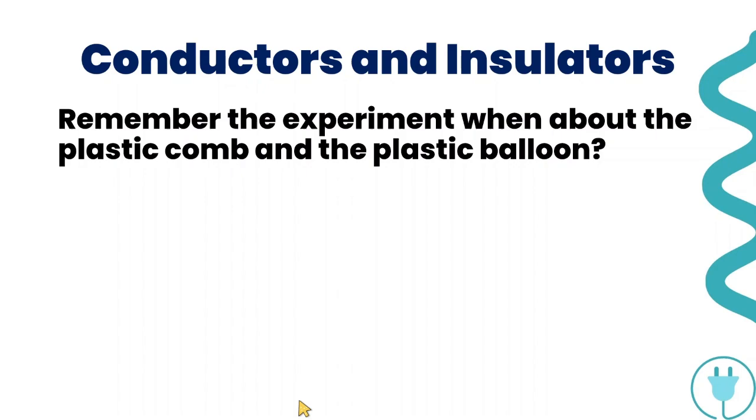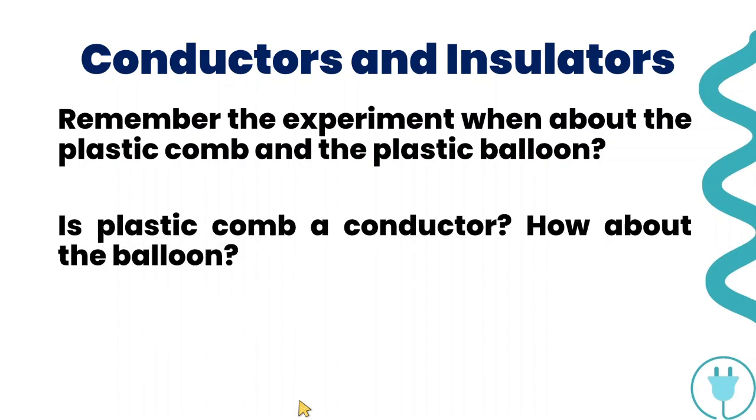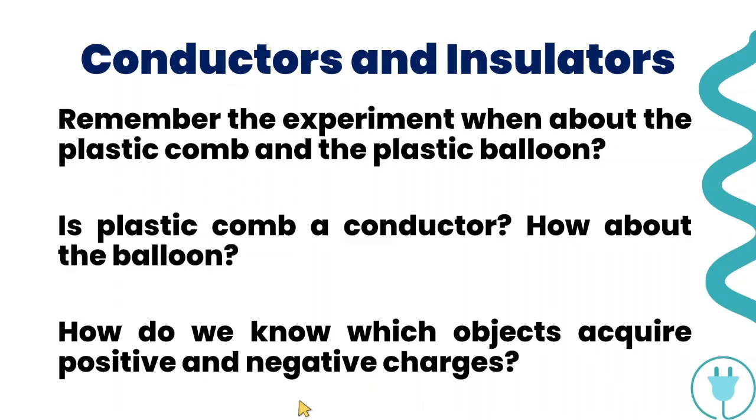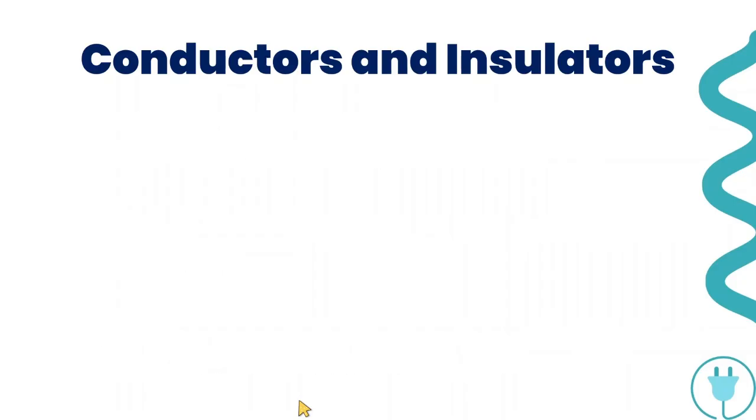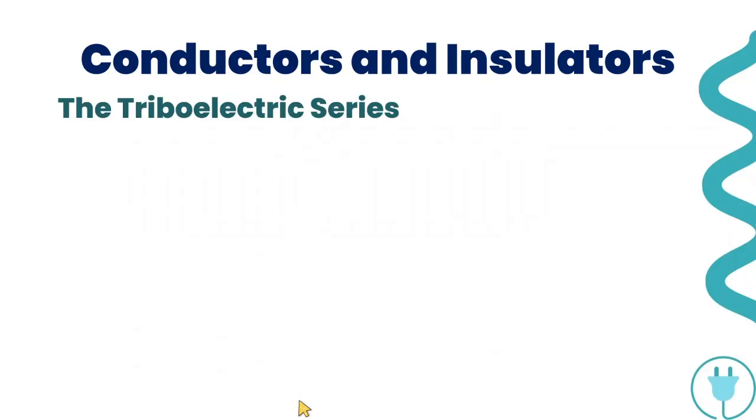Remember the experiments about the plastic comb and the balloon? In that experiment, is the plastic comb a conductor? How about the balloon? How do we know which objects acquire positive and negative charges? Or can we predict which material becomes positive or negative after rubbing? To answer that question, we have a diagram. We have a concept in physics called the triboelectric series.